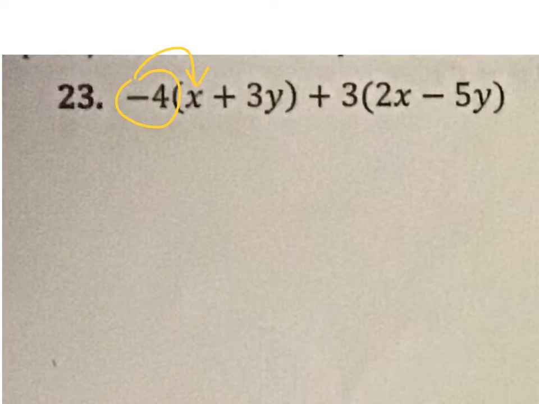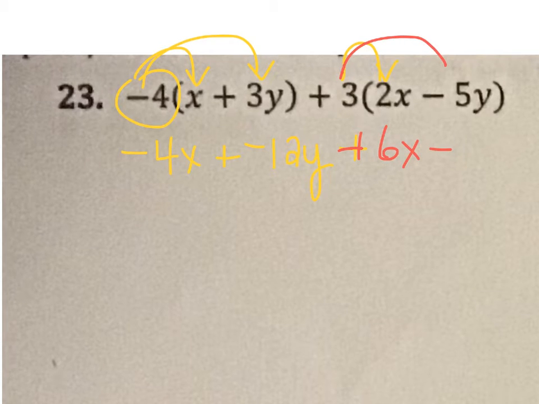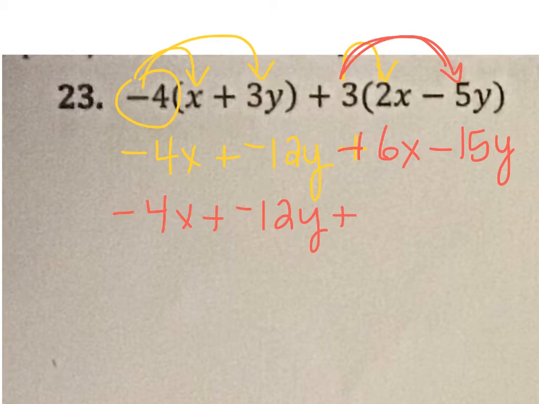Negative 4 times x is negative 4x. Bring down the plus. Negative 4 times 3 is negative 12y. 3 times 2 is positive 6x. 3 times, you could bring down that minus sign, 3 times 5, 15y. I'm going to rewrite all that down now so I can see it. I got negative 4x plus negative 12y plus 6x minus 15y.